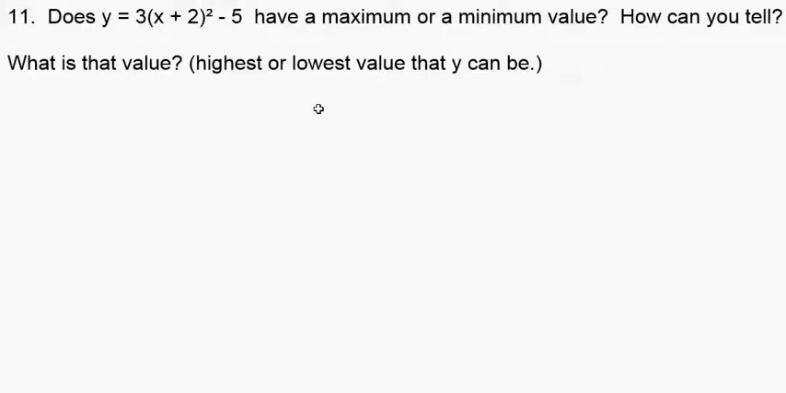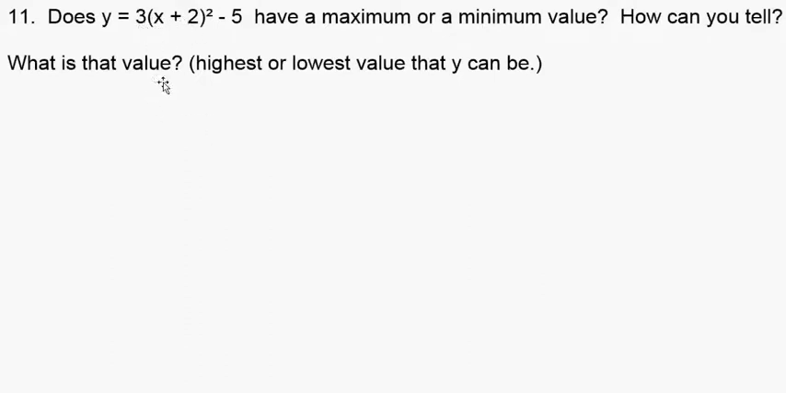Does it have a maximum or minimum value? It has a minimum value, and I can say that I know that because I look at the graph on the calculator, or I can say that I know that because I have a positive coefficient next to my binomial. I'm multiplying the binomial by a positive number.